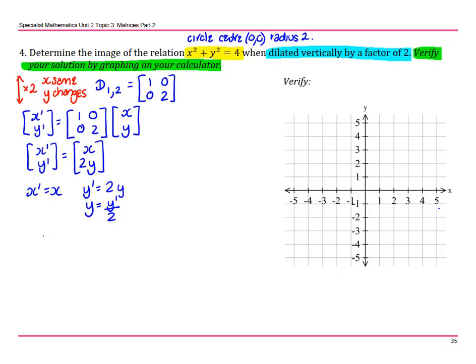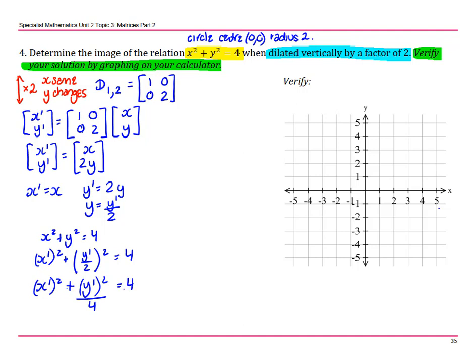So let's go back to our original equation. x squared plus y squared equals 4. Our image of x is just the image of x. So we've got the image of x all squared plus our y is the image of y over 2 all squared equals 4. So the image of x all squared plus the image of y all squared over 4, because it's 2 squared, equals 4.